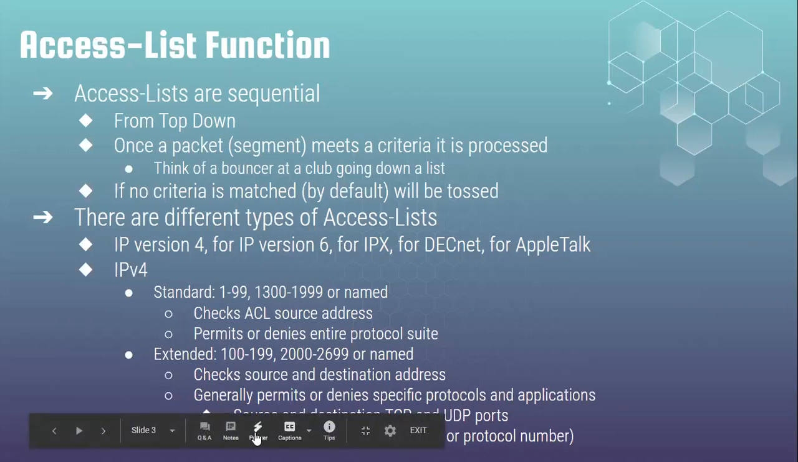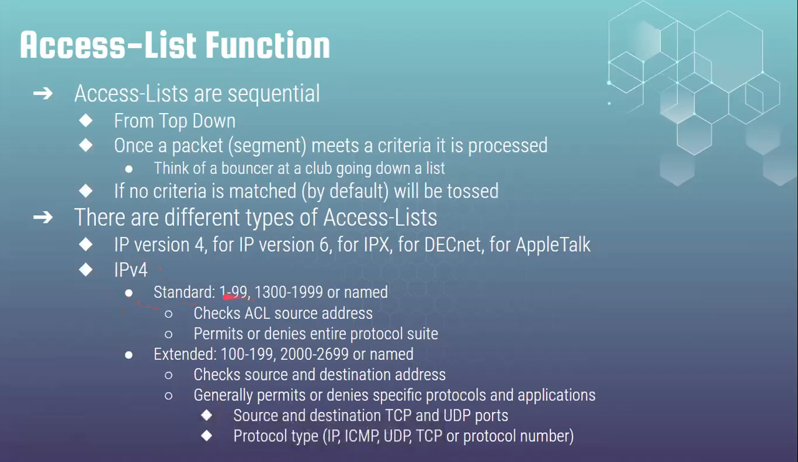I'm going to get my pointer. There we go. So IPv4, all right. You don't have to memorize this. I'm not going to make you memorize this. In the early days, there were only numbers 1 through 99. Those were the standard version of access lists. What a standard access list does is just check for the source address. So it's only going to concern itself with the source address, right?